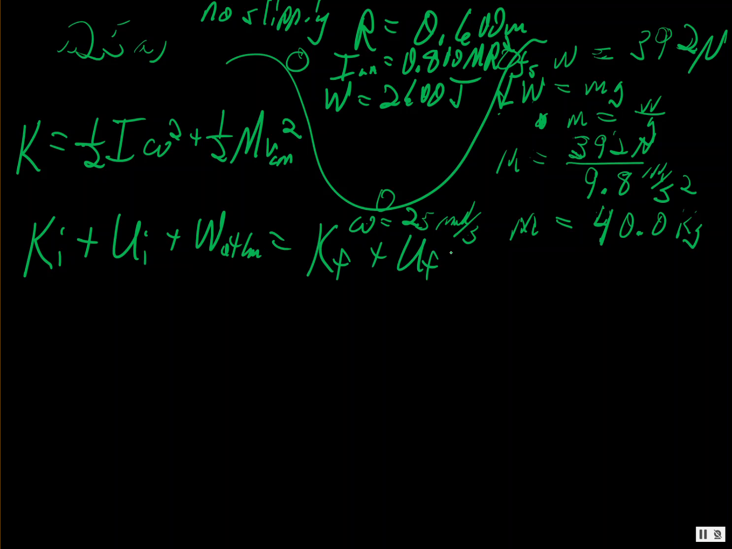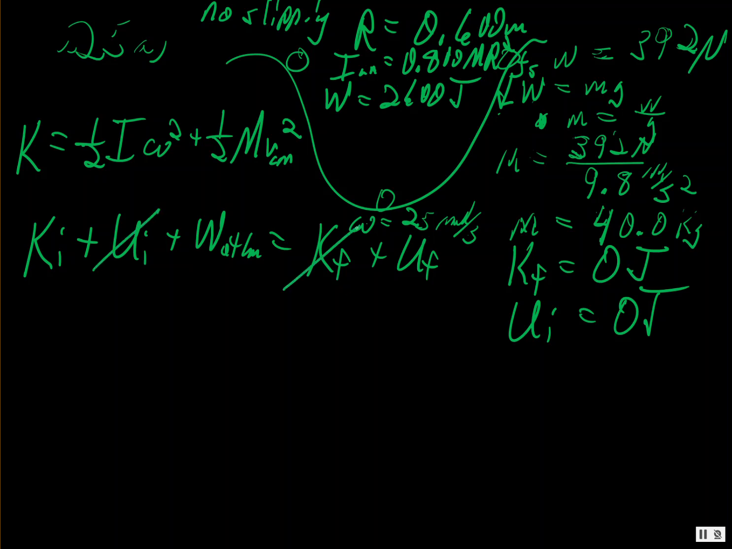All right, now let's do some more defining of our terms here. What is the final kinetic energy when it stops? Well, final kinetic energy is 0 joules. And what is the initial potential energy? Well, the initial potential energy is 0 joules. Okay. So this term is gone, and that term is gone.